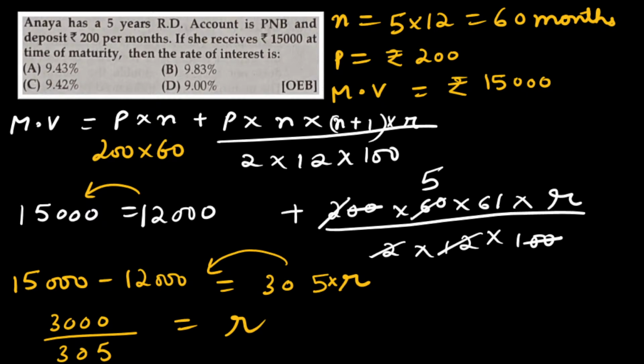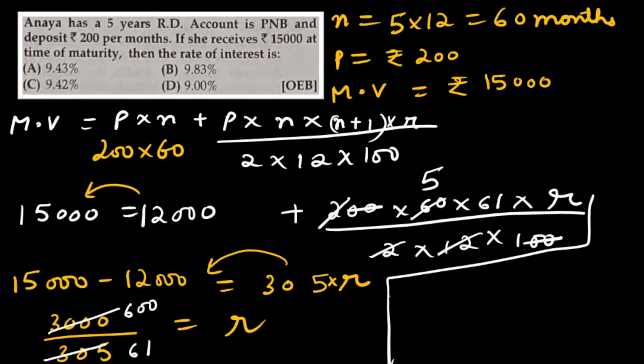Now let's do cancellation here. On 5's table, we can do cancellation. 5 into 61, 5 into 61, and here 5 into 600. So what we have found here is 600 by 61. 600 by 61 is equal to R. Just divide it and tell me the answer.